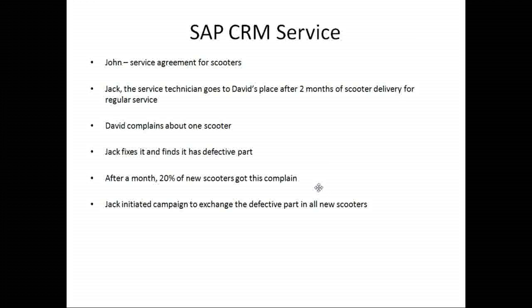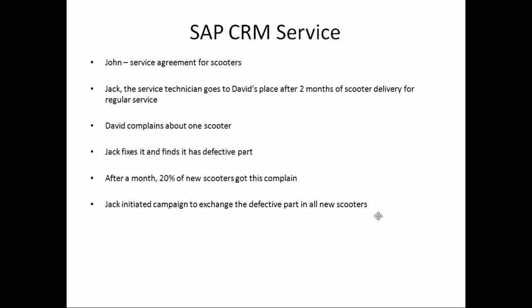So here we can see that John, the product manager of ABC company, designs the service agreement for the new product, the scooter, and after 2 months of the scooter delivery at David's side, the service technician from the company ABC will be sent to the customer premise in order to provide the regular service. So Jack is the service technician who will visit David's place after 2 months in order to provide service for the 20 new scooters.